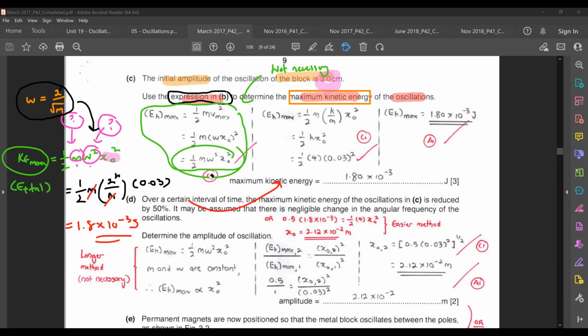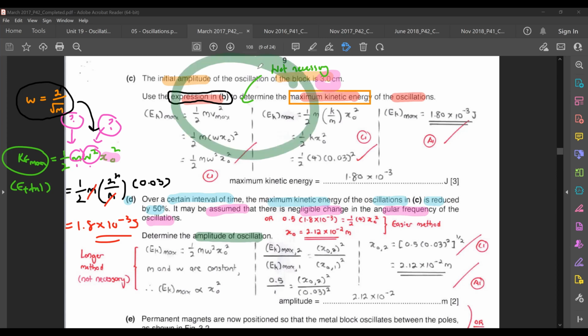Then if you move on to the next question, there are actually two different ways to do this question. The next question says that over a certain interval of time, the maximum KE of oscillations in C is reduced by 50%. It may be assumed that there is negligible change in the angular frequency of your oscillations. From there, determine the amplitude of oscillations. Okay, so right now, there are actually two different cases to consider.